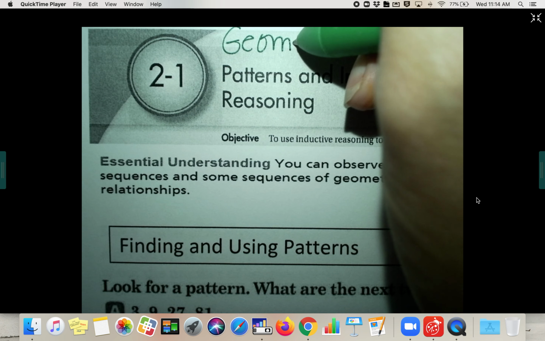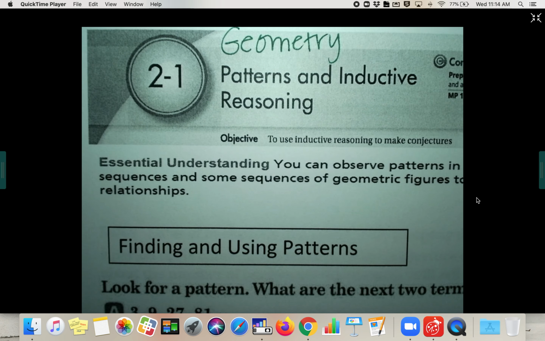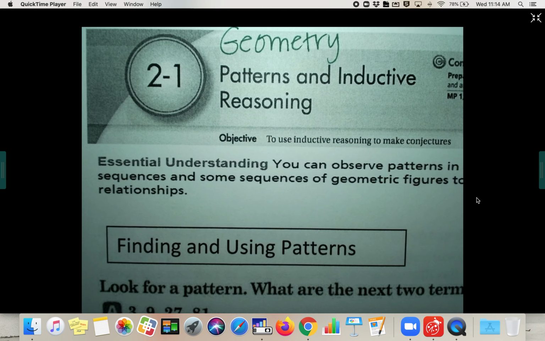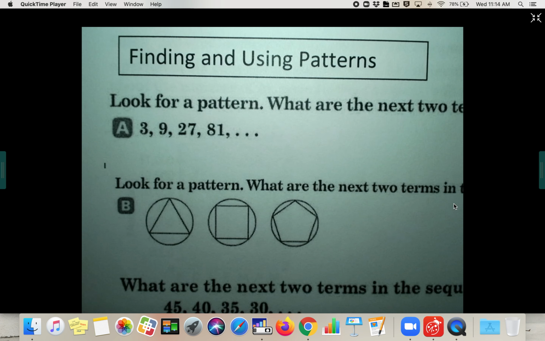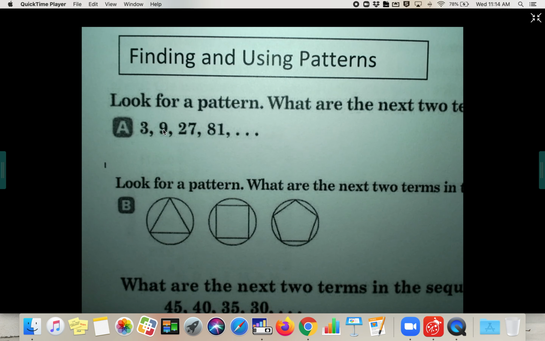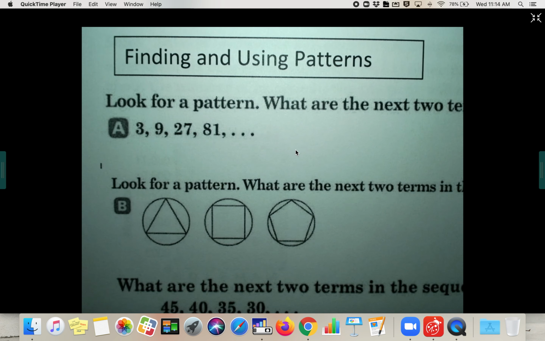Unit today, and it is patterns and inductive reasoning. So this is lesson 2.1. For part A, I want you guys to just look for a pattern. There's clearly a pattern here. What are the next two terms in the sequence?